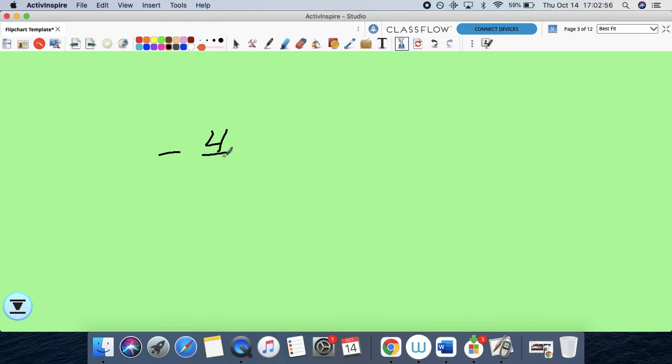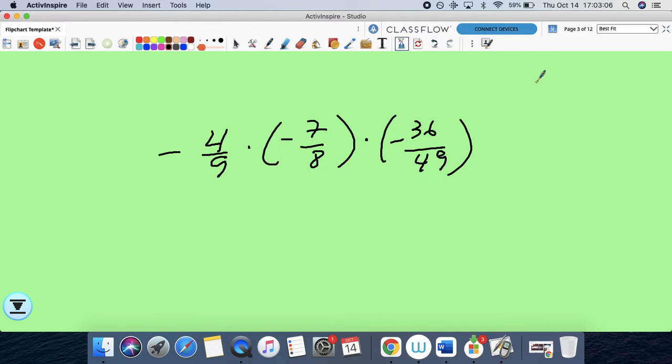Negative 4 over 9 times negative 7 over 8 times negative 36 over 49. Yikes. All right, so the obvious ones, there are no obvious ones. So I'm going to do 7. Well, first of all, let's do the sign. So it's a negative times a negative times a negative, which is going to give me a negative.